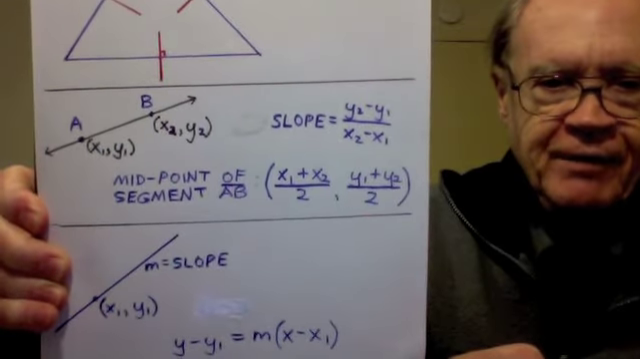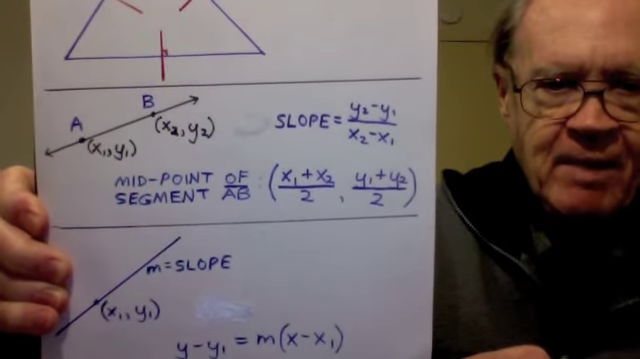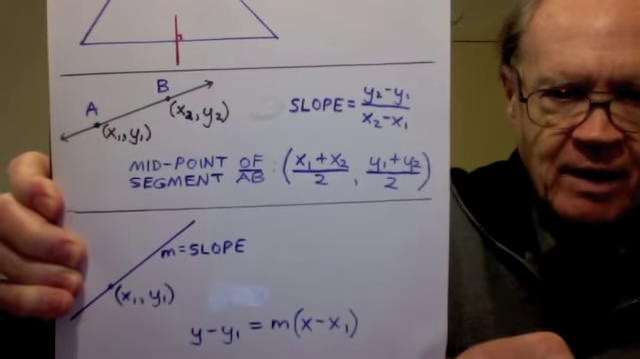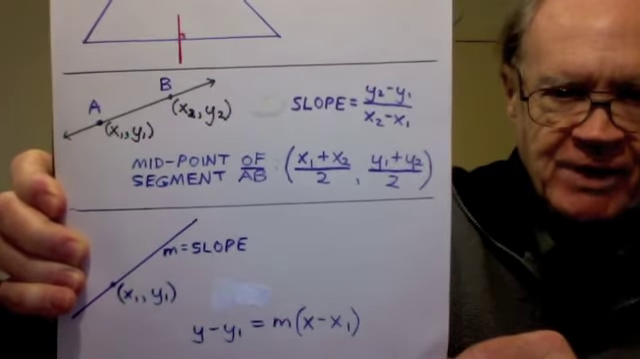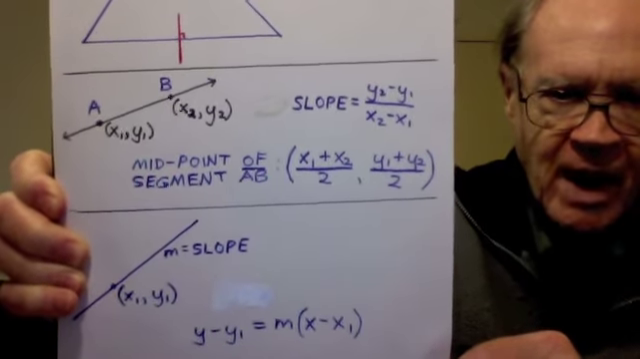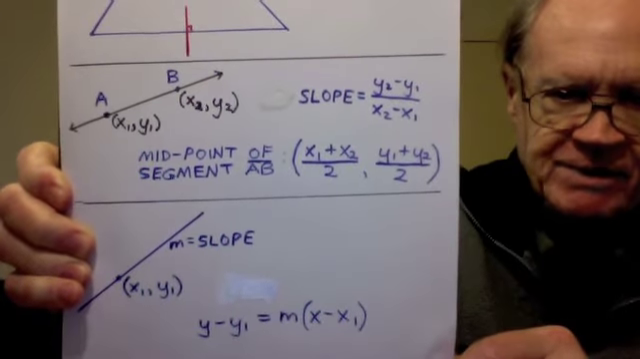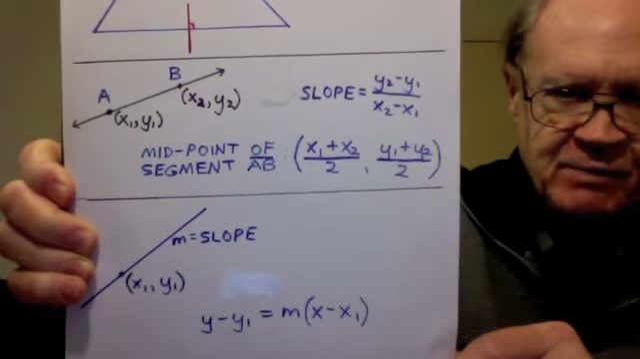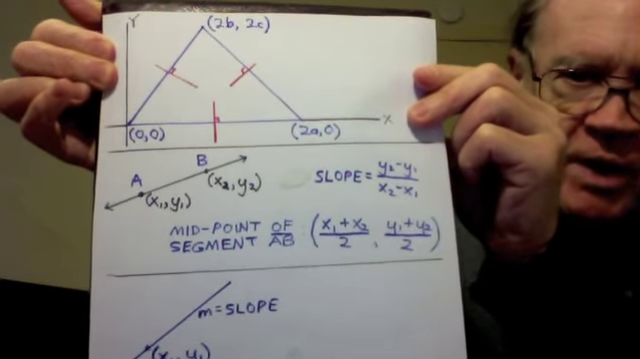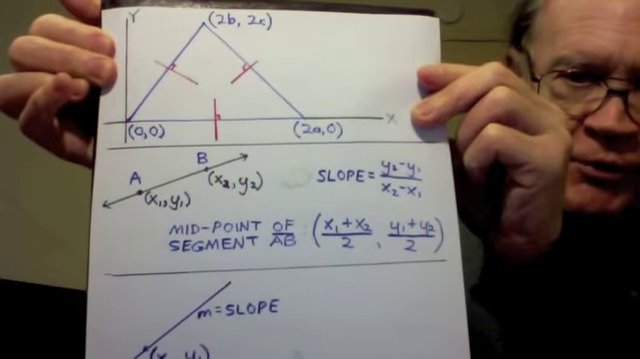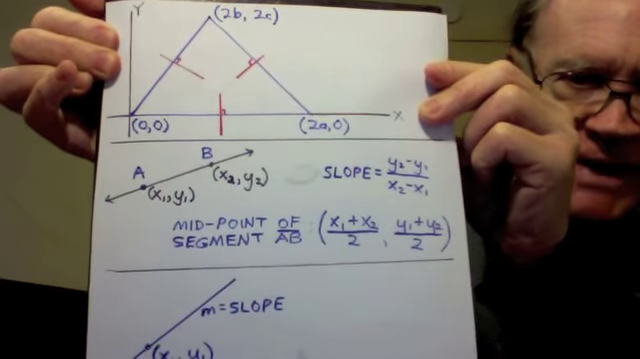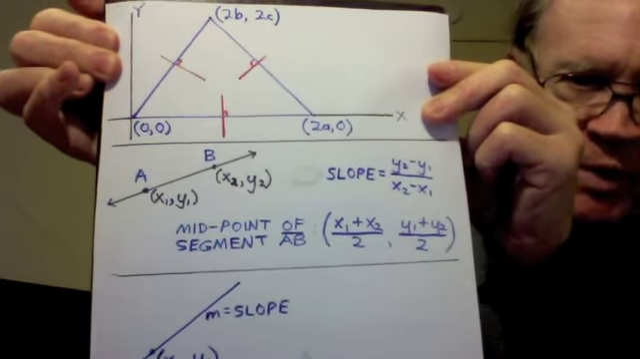They've also studied that if you have a line with slope m and a point on the line has coordinates x1, y1, then you can write this equation of the line. It's called the point-slope form of the equation of a line. Y minus y1 equals m times x minus x1. Well, those are the main things that a geometry student needs to know in order to show or prove that the perpendicular bisectors of the three sides of any triangle all meet at one point.